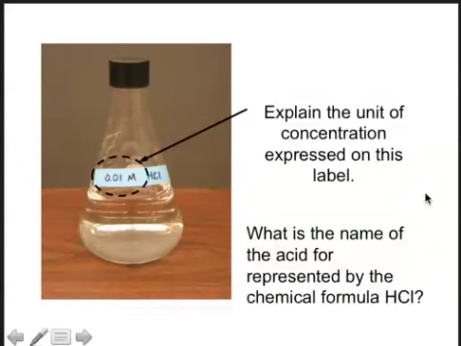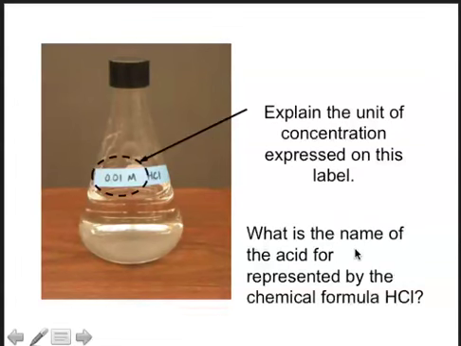Explain the unit of concentration expressed on this label. This is 0.01 molar hydrochloric acid. Okay, so what do we mean when we say 0.01 molar? That means 0.01 moles per liter of solution. Okay, another way to express this would be 10 millimolar hydrochloric acid. The prefix milli means 1 times 10 to the minus 3. Basically, two ways to express the exact same concentration.